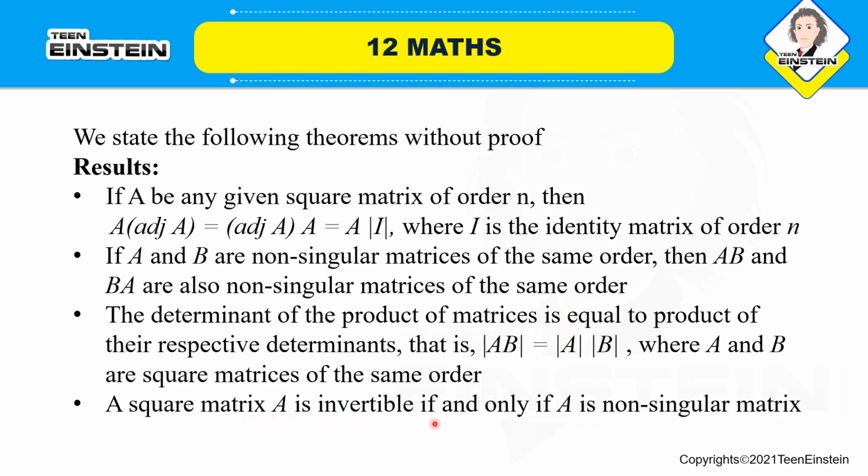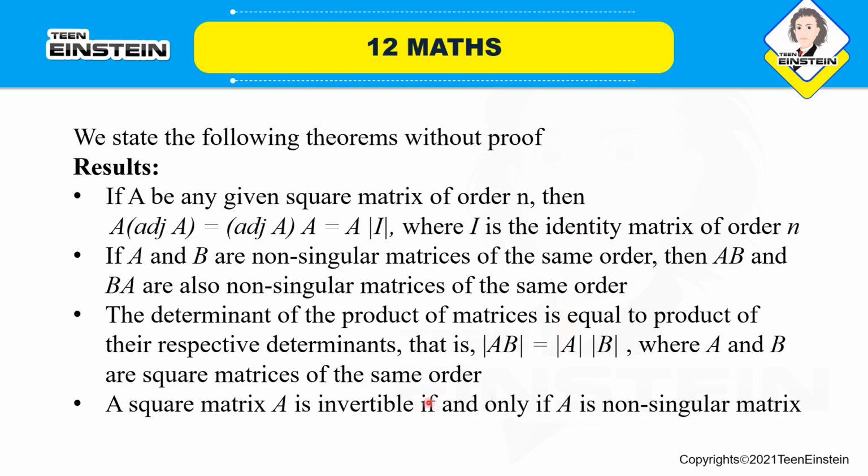If A inverse exists, then A must be a non-singular matrix. That is the direct part. If A inverse exists, then the given square matrix A is a non-singular matrix. That means determinant A is not equal to 0. What is the converse part? If the given square matrix A is a non-singular matrix, that is determinant A is not equal to 0, then A inverse will exist. So this is the condition for the existence of the inverse of the given matrix.